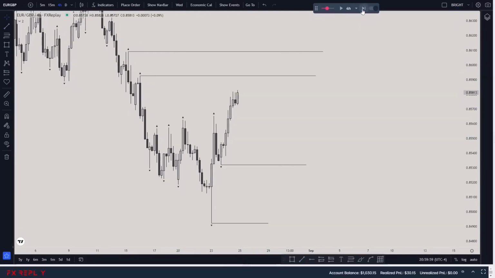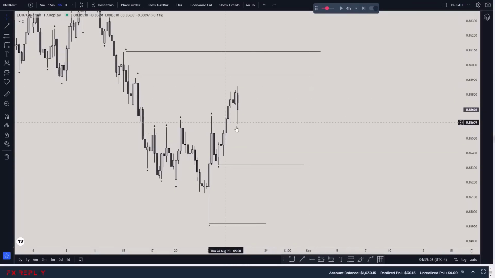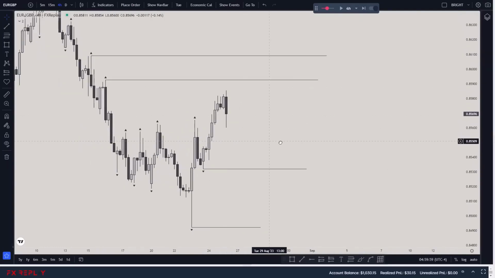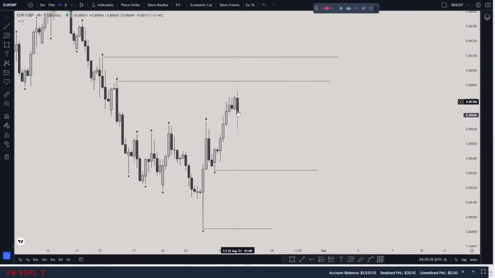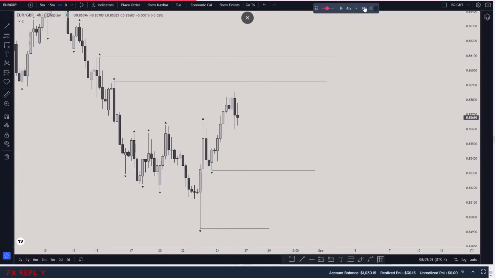Right, and price goes down into this fair value gap. Now you can do this also with fair value gaps, but I like to have a sweep inside of that fair value gap. But for this video, we're gonna focus on liquidity levels, fractal highs and fractal lows.